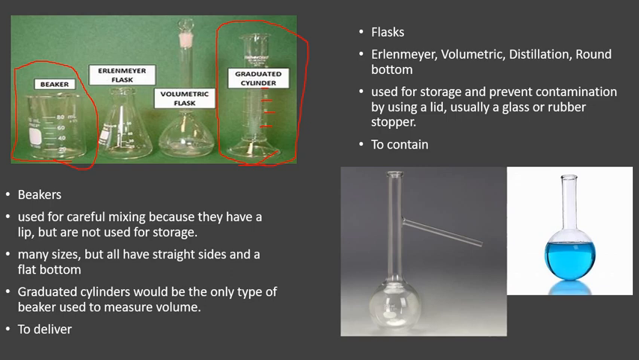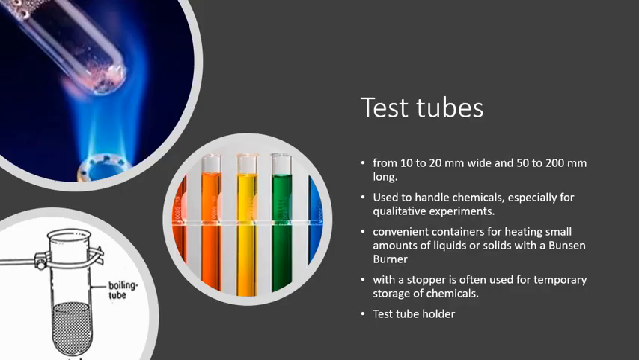And flasks, there are many different types of flasks. Erlenmeyer flask, that is that thing next to the beaker. Volumetric flask is this thing that I have not circled yet. Distillation flask, round bottom flask. This would be an example of the round bottom flask. Used for storage and to prevent contamination by using a lid, usually a glass or rubber stopper. They are used primarily to contain. Volumetric flasks, by the way, are best for holding specific volumes.